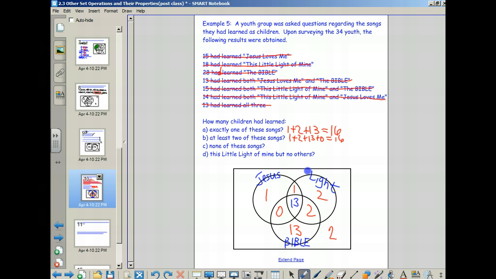How many knew none of them? 2. And how many have learned This Little Light of Mine and none of the others? 2. That's right. You like that?